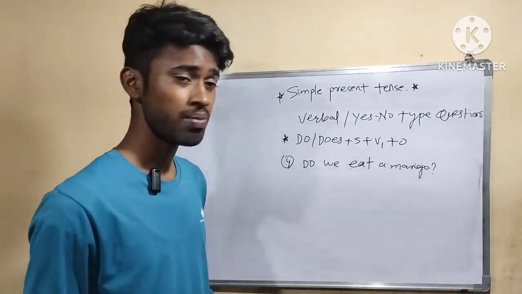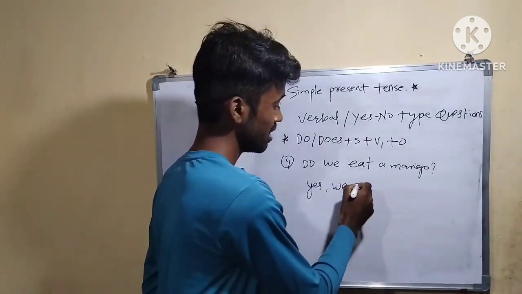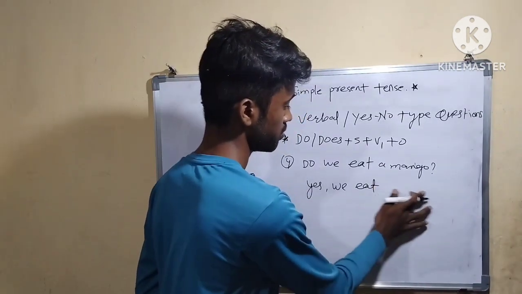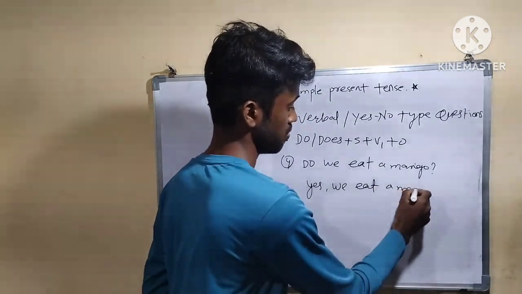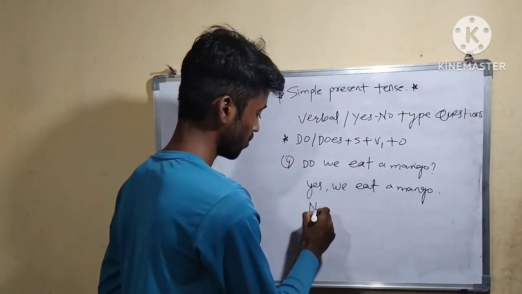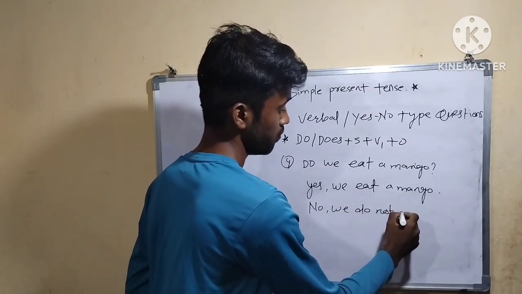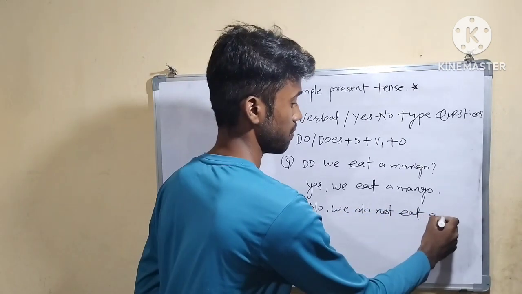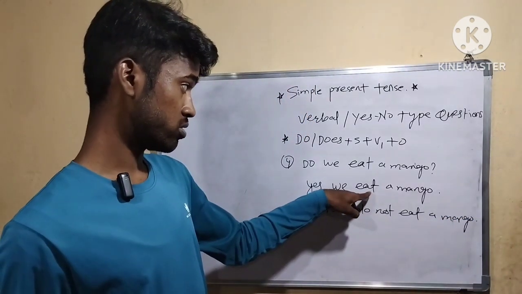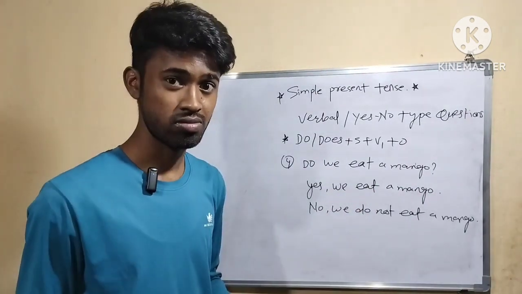If the answer is positive, you have to answer with yes. Yes, we eat a mango. And if it is negative, no, we do not eat a mango. So here, see, we are not using s or es after the verb. Why? Because this is not third person singular.